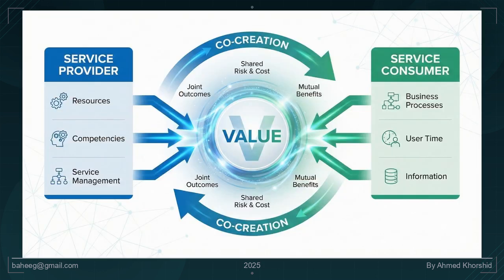Figure: extra detailed AI-ready prompt for an AI-generated diagram showing 2 columns labeled service provider and service consumer. Between them is a central circle labeled value. Arrows flow from both columns into the value circle, symbolizing co-creation. From the provider side, list items like resources, competencies, service management. From the consumer side, list items like business processes, user time, information. The visual should be dynamic, showing a 2-way flow, not a 1-way delivery.